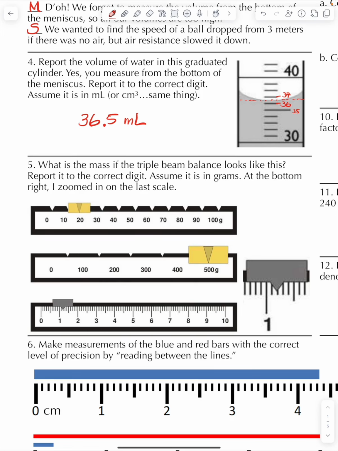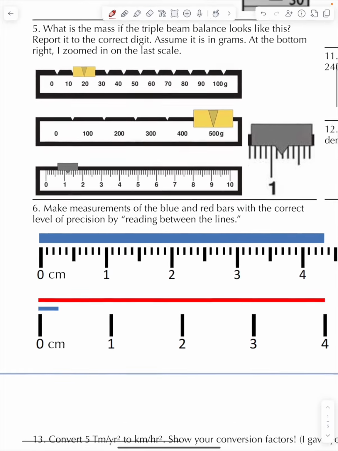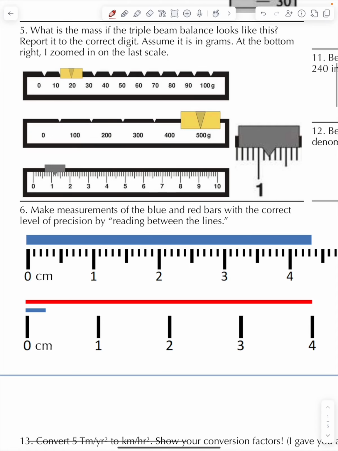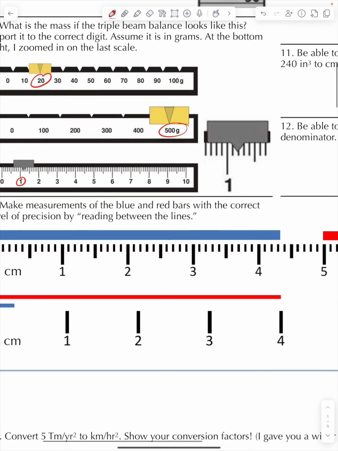In other words, you're making a guess between the smallest lines. All right, let's do the next one. So you should remember how to do a triple beam balance. You add up the 3 beams together. So notice it's 520, and it looks like 1 point something, but we're going to zoom in and look at that. So let's zoom in, which is this thing over here to the right.